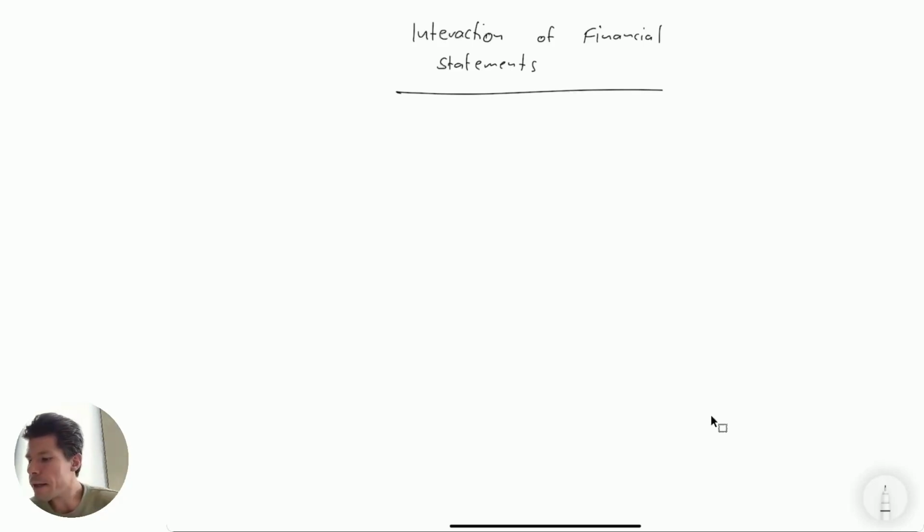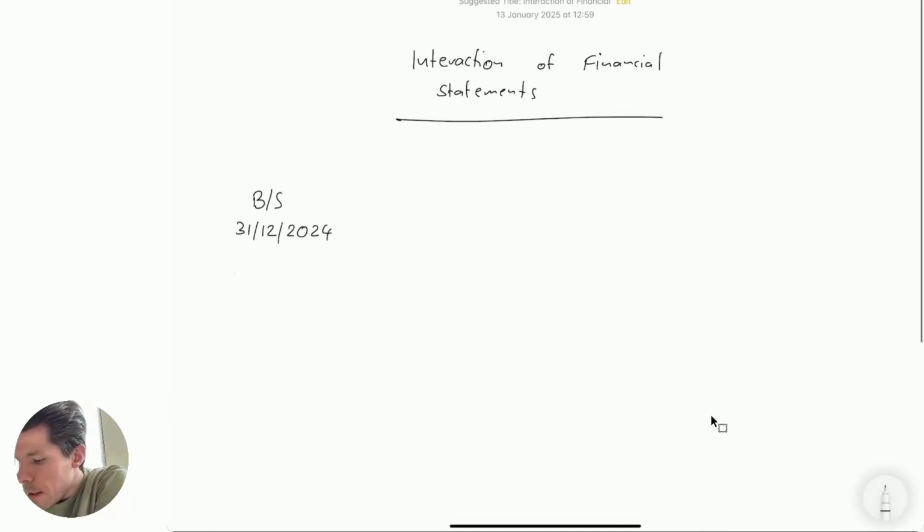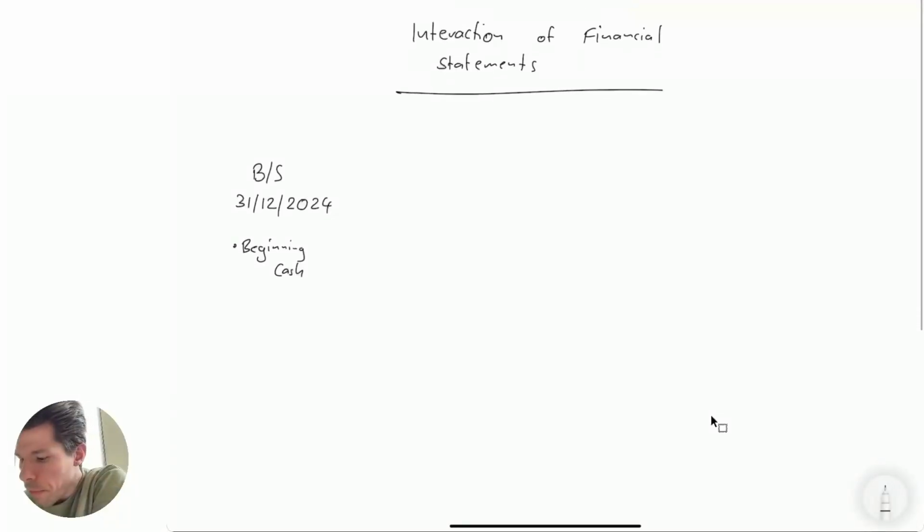In general, there are 4 financial statements. First one is the balance sheet, which is always a point in time. So for example, balance sheet 31st December 2024. I have recorded different videos that explain exactly what the balance sheet does. Usually what you can see is beginning cash, and beginning retained earnings. Why do I say beginning?